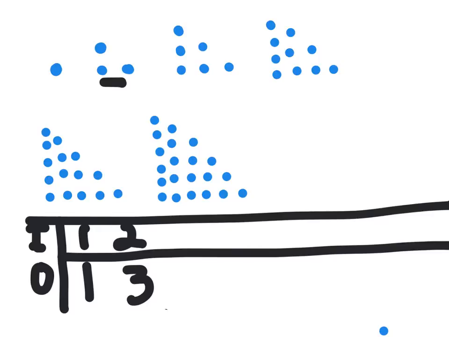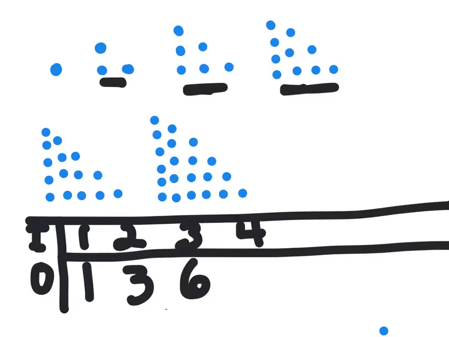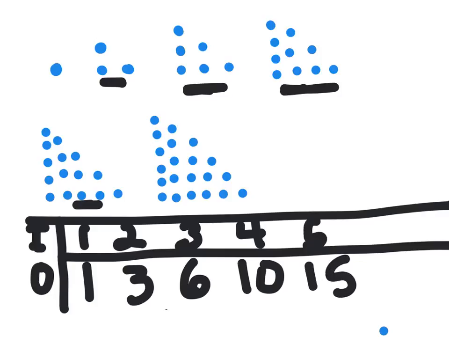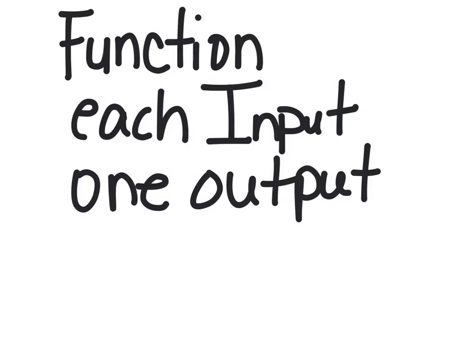Next I add 3 dots to this one, and my output is 6 dots. Here I added 4 dots, and my output is now 10 dots. On this one, I added 5 dots, and I have 15 as my total. And the next one, I add 6 dots, and my output is 21 dots. So for a function, for each input, you have 1 output.